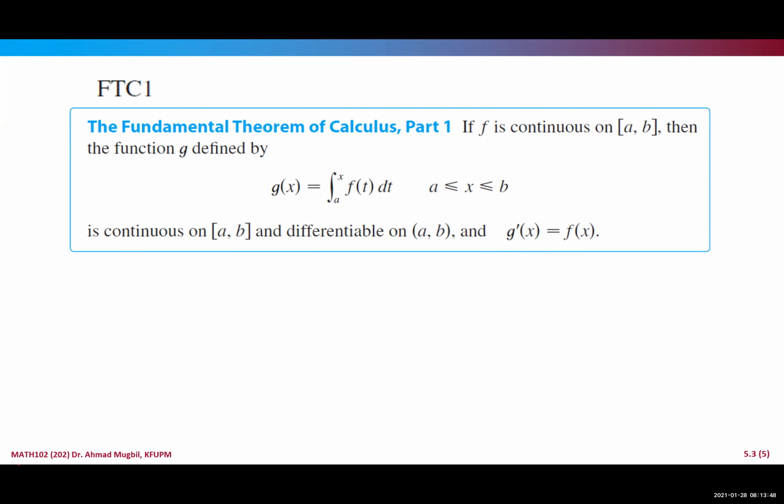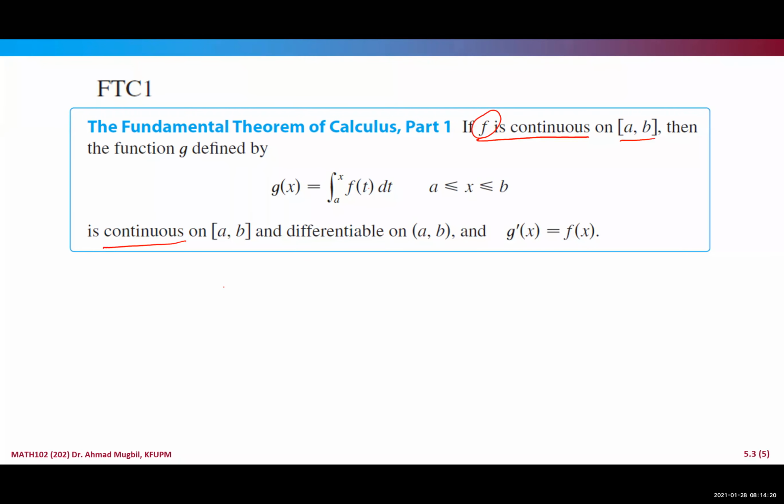The FTC1, which is the fundamental theorem of calculus part 1, says: if you have f as a continuous function over the closed interval a and b, then the function g defined by this. You can just focus on this. Then the integral of f from a to x, which is a function of x, we will call g of x. X here is between a and b, and g is also continuous.